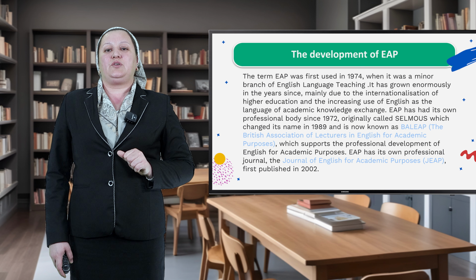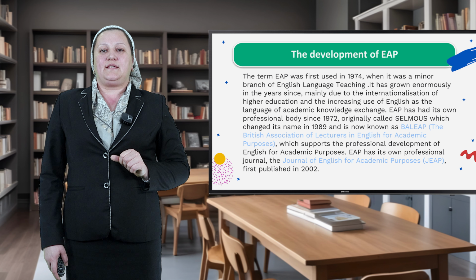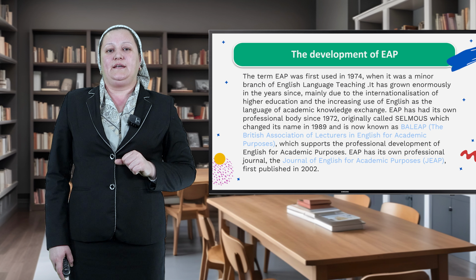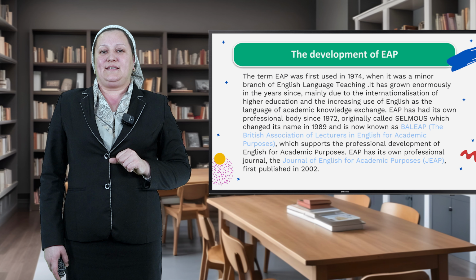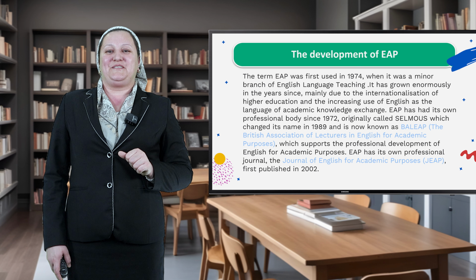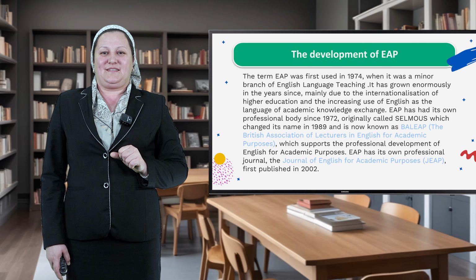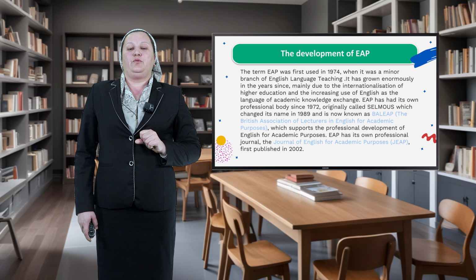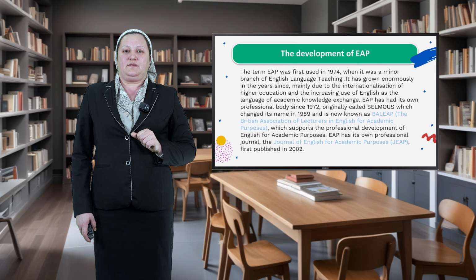EAP has had its own professional body since 1972, originally called SELMOUS, Special English Language Materials for Overseas University Students, which changed its name in 1989. It's now known as the British Association of Lecturers in English for Academic Purposes, which supports the professional development of English for academic purposes. EAP has its own professional journal, the Journal of English for Academic Purposes, which was first published in 2002.